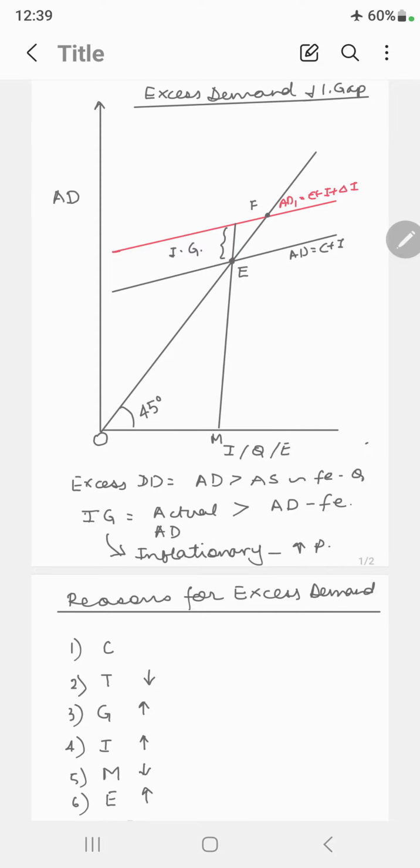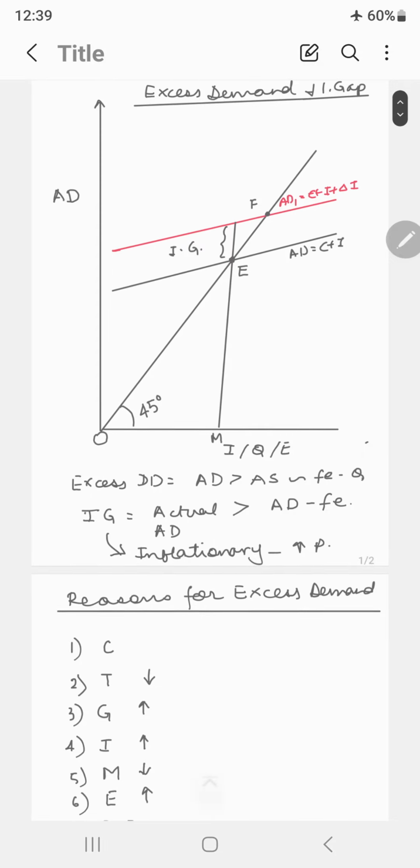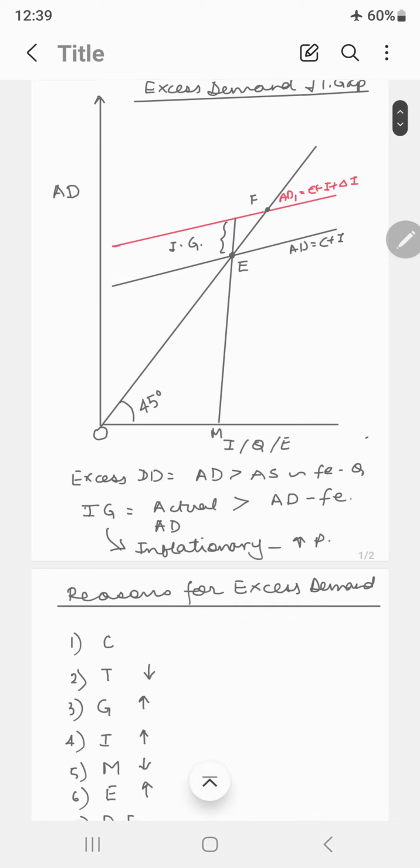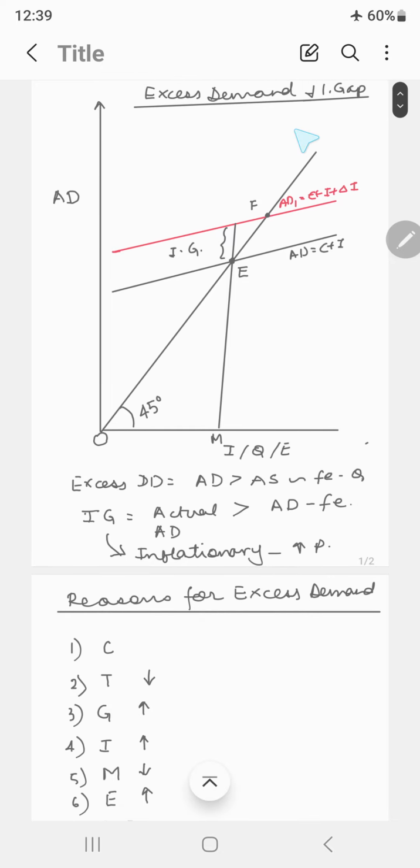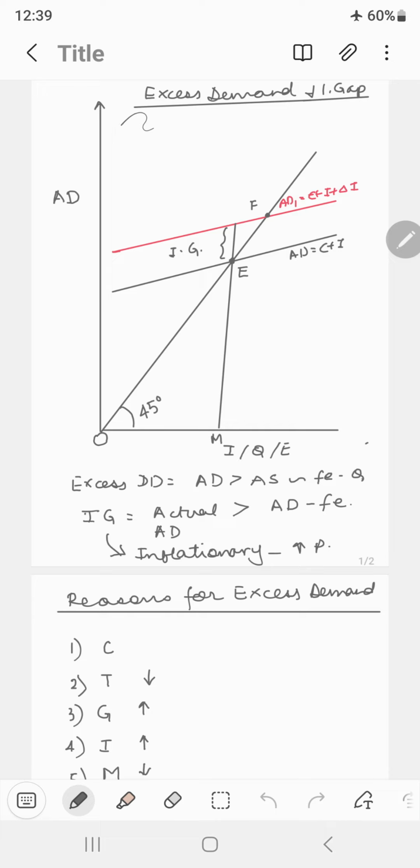We'll be studying about inflationary gap, and this is caused by creation of excess demand in the economy. So if you see the graph, before we study the graph, we must learn to explain what is excess demand. Excess demand means that aggregate demand is greater than aggregate supply required for maintenance of full employment equilibrium output.